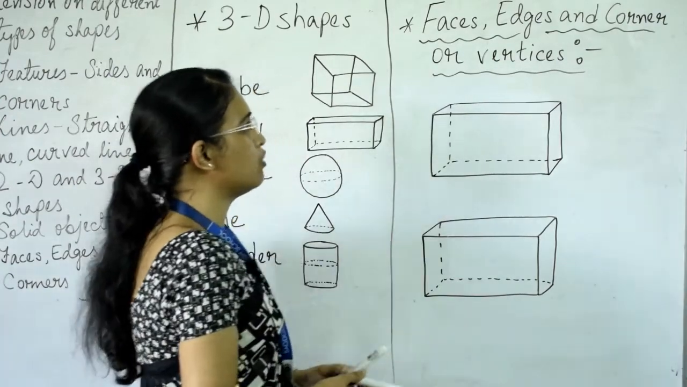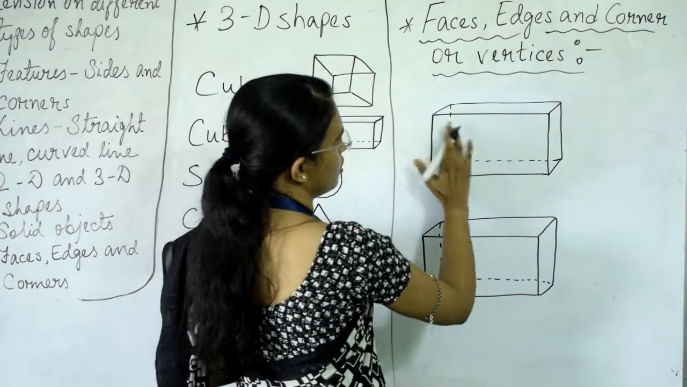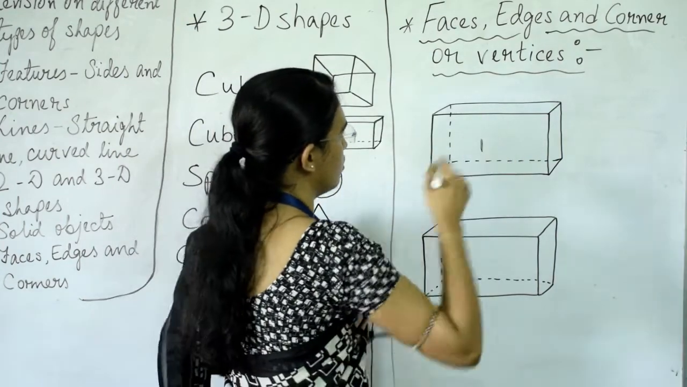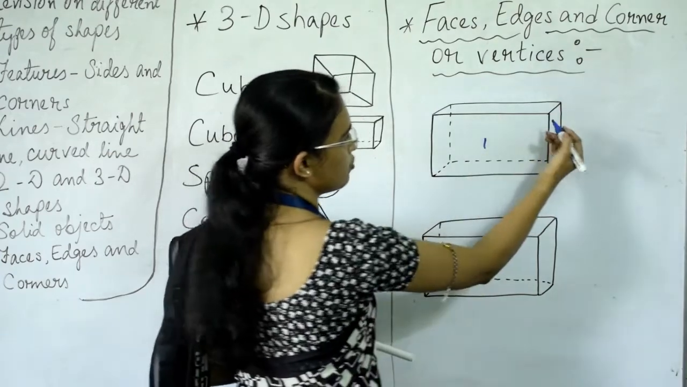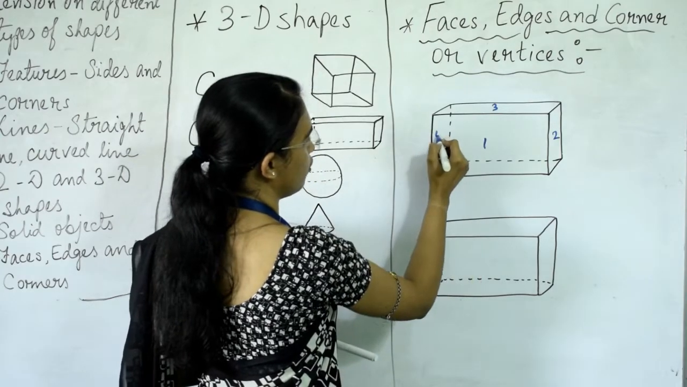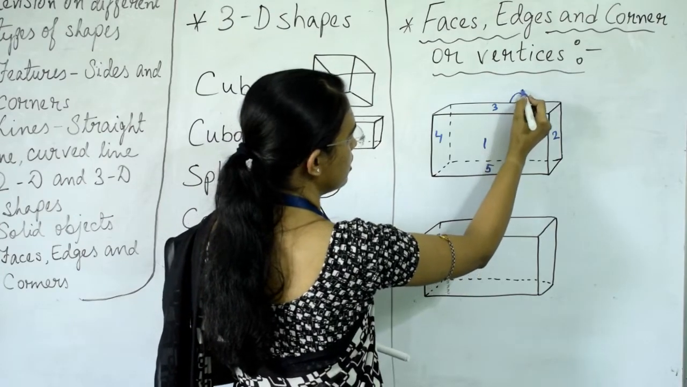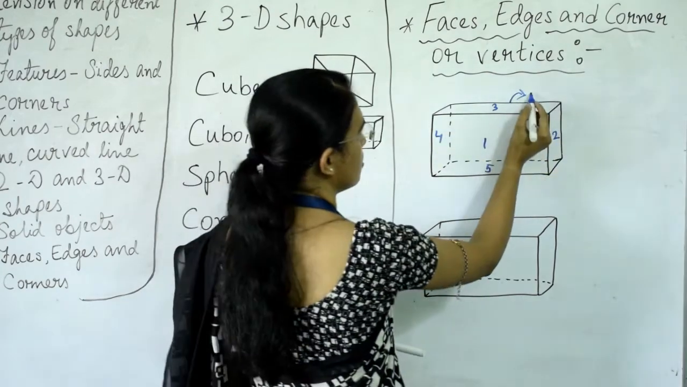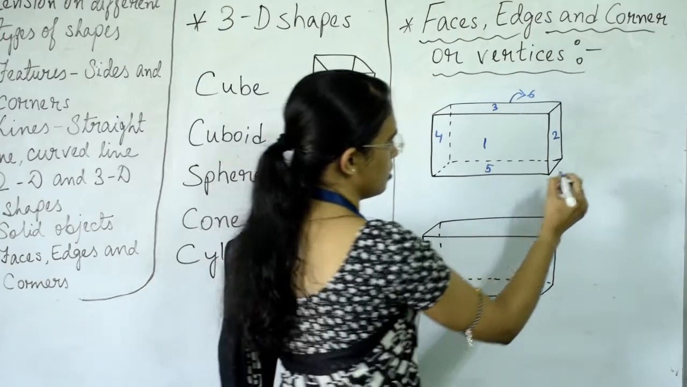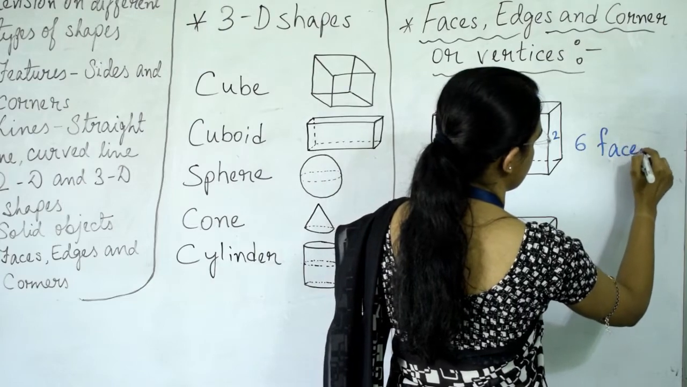Now we have to find out the faces of this cuboid. So how many faces? This part is 1, the front part. This one is the side, 2. This one is the top, 3. This one is another side, 4. This one is the bottom, 5. And here is another side, that is the back side, that means 6. So how many faces are there in a cuboid? 6 faces.